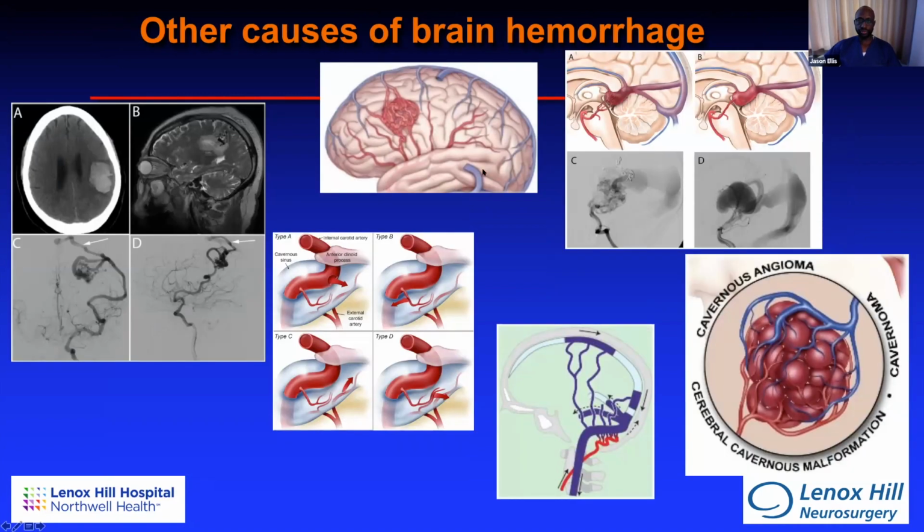Other categories of things you might hear about. This is a vein of Galen malformation. This is a carotid cavernous fistula. These are dural AVMs or dural fistulas and cavernomas. These are all blood vessel abnormalities in the head that can cause bleeding. So aside from things like trauma or aneurysms or that due to taking blood thinning medications, these are some other common things that you'll hear about in other lectures.